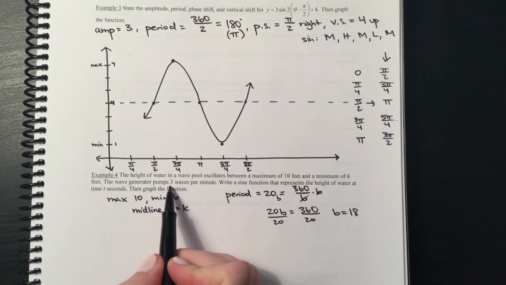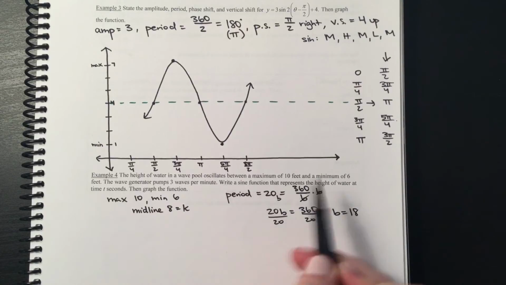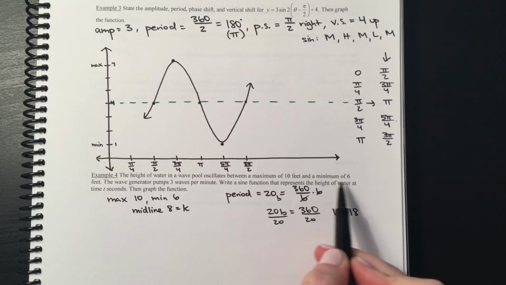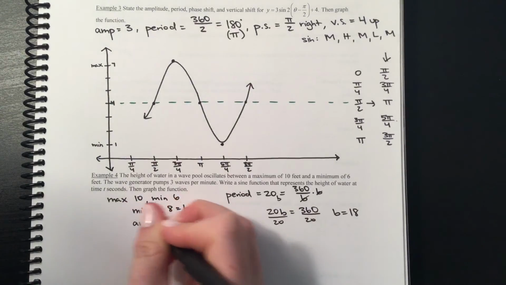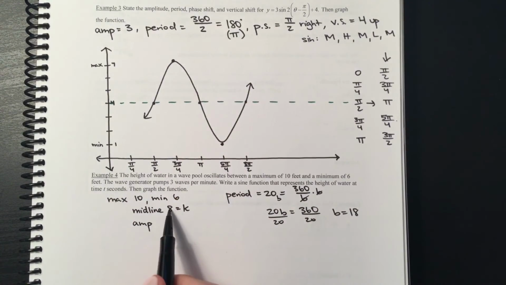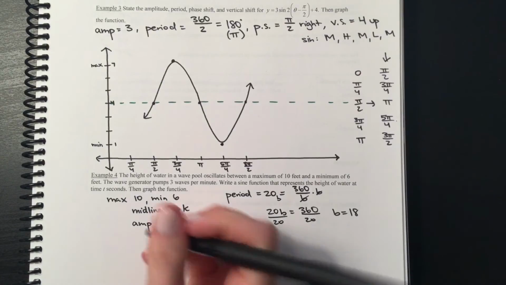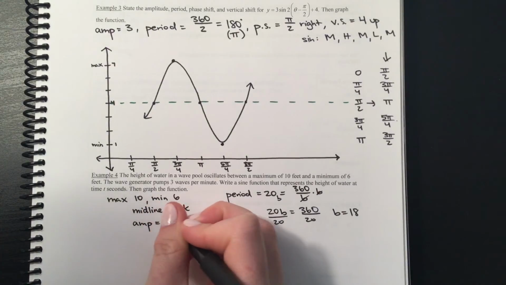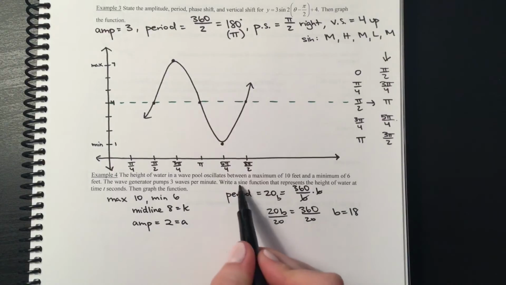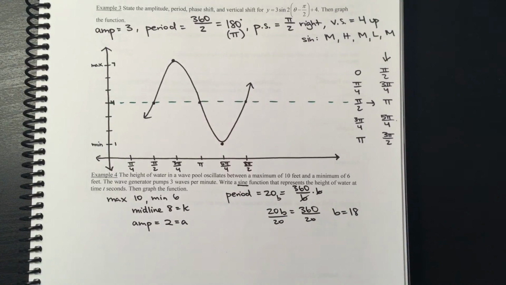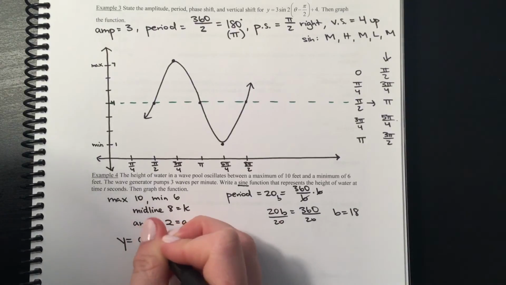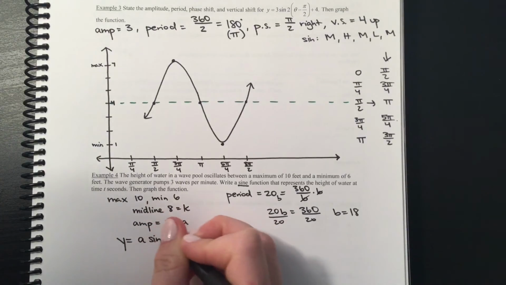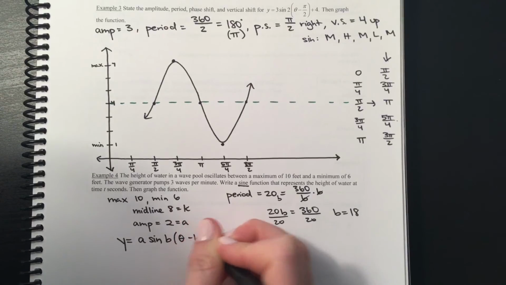All right, let's finish off the rest of this. So I've got, this is a period change. This is a height change. That's a vertical shift. I also would have an amplitude. So my amplitude, from 8, I go up to 10, down to 6. That would give me an amplitude of 2, and that would be A in my equation. So let's write a sine function. My sine function starts off as A times the sine of B times theta minus H, plus K.